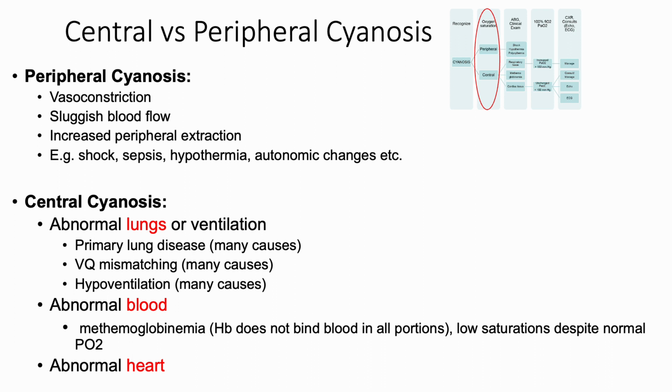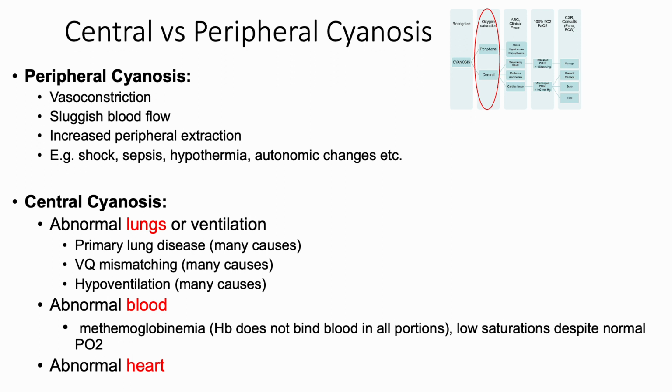So what is the difference between central and peripheral cyanosis? Peripheral cyanosis, as you understand from the word itself, is cyanosis that results only peripherally due to either vasoconstriction, a sluggish blood flow, increased peripheral extraction, so things like shock, sepsis, hypothermia, autonomic changes. And then central cyanosis, three things could be wrong. You could have bad lungs, bad blood, or a bad heart.